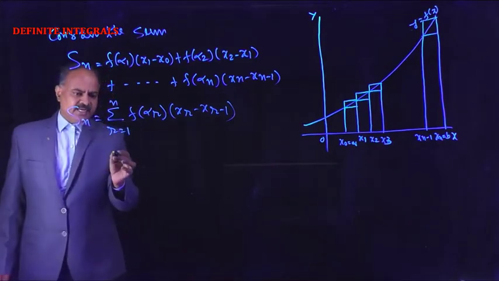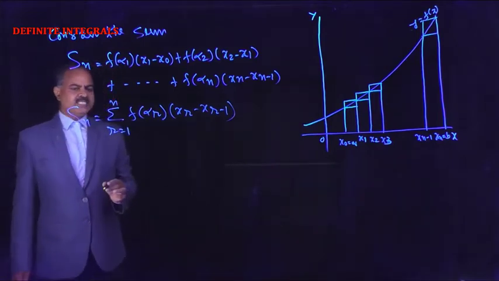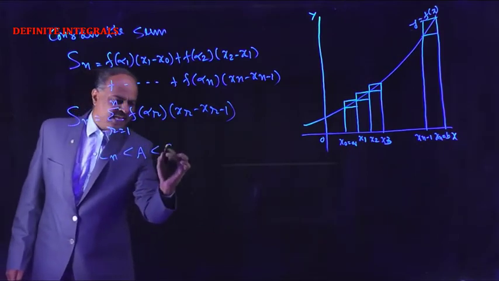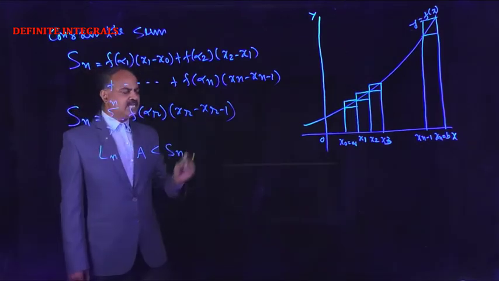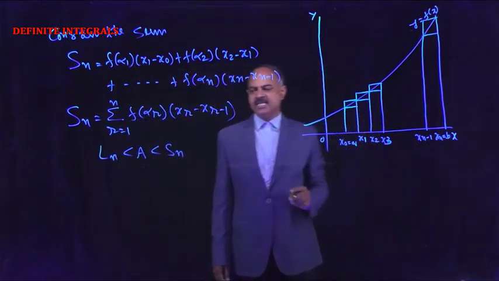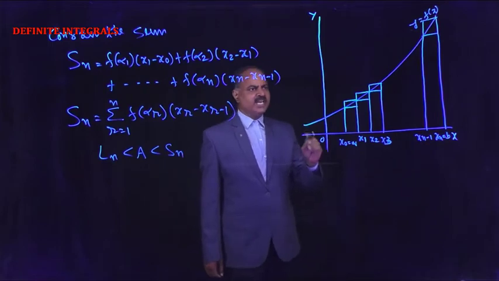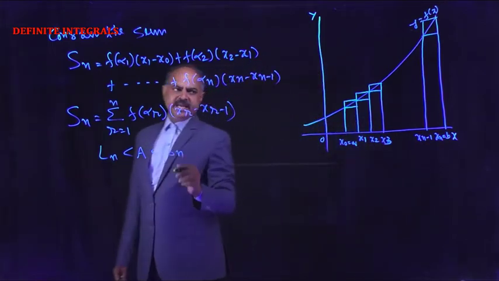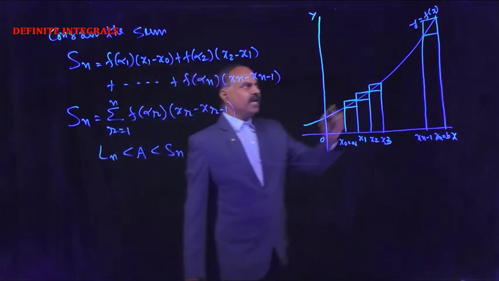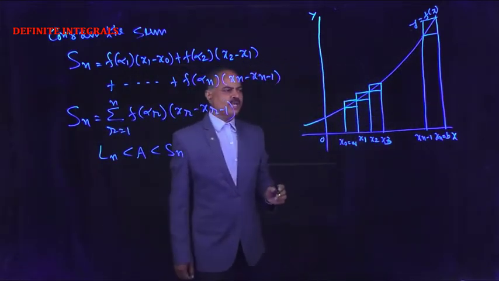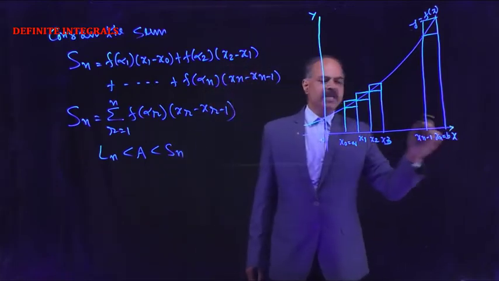So here ln is less than Sn. So ln is the sum of the areas of all inner rectangles, and Sn is the sum of the areas of all outer rectangles, and A be the area bounded by the curve y equal to f of x, the x-axis, and the lines x equal to a and x equal to b.